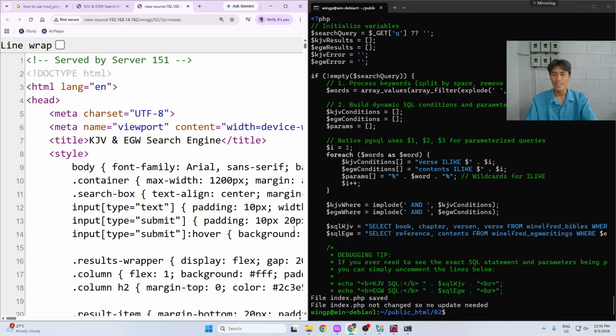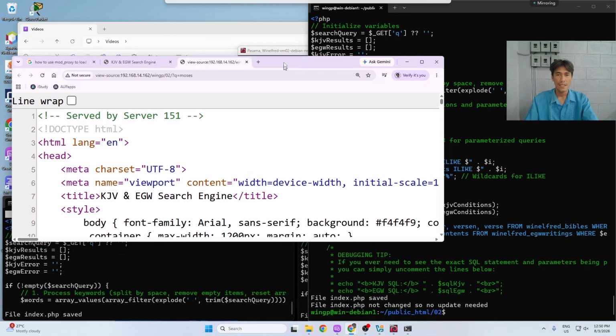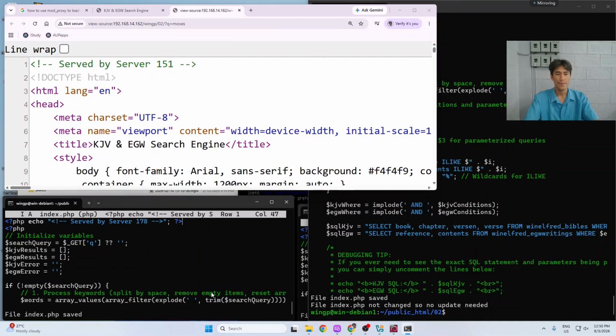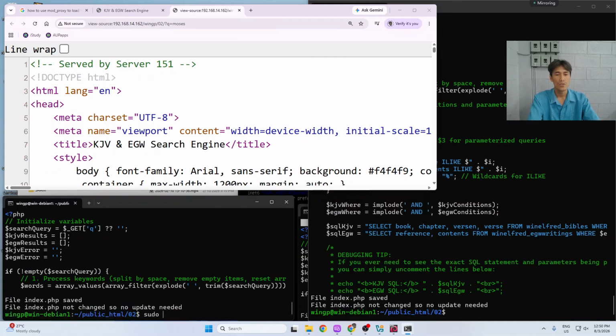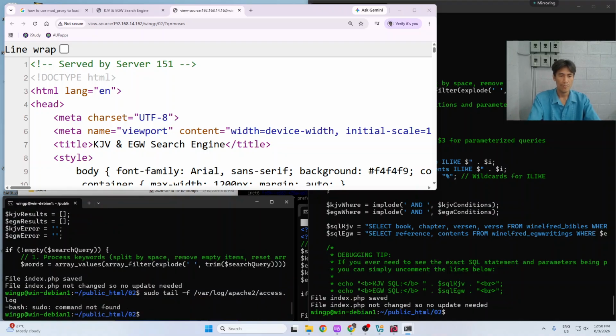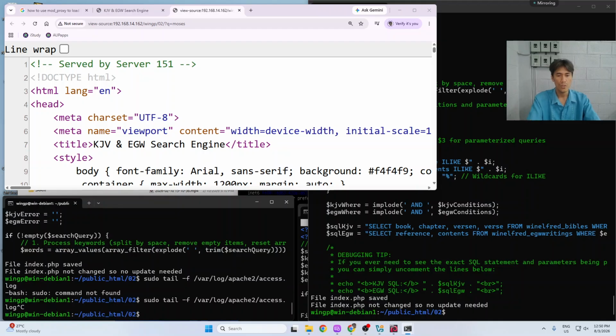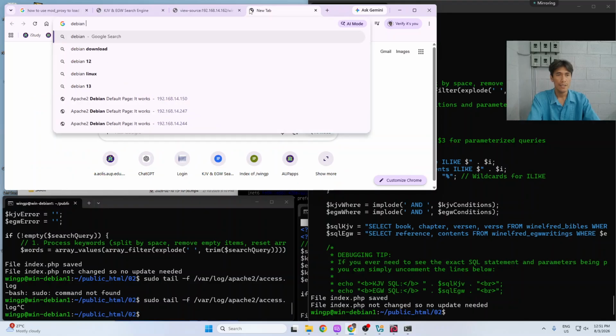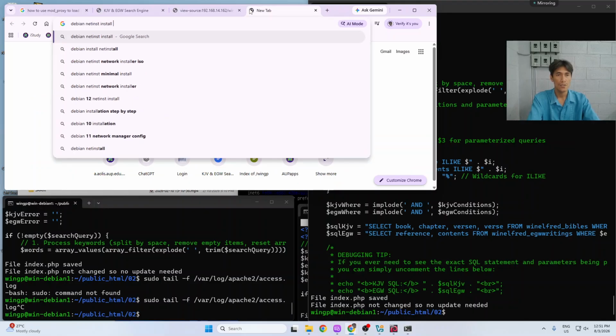So let's see the logs. Let's see the logs of both web servers. We can say sudo tail -f /var/log/apache access log. Oh, there's no log here. We don't have sudo here yet. Paano mag-install ng sudo? Debian apt install sudo.